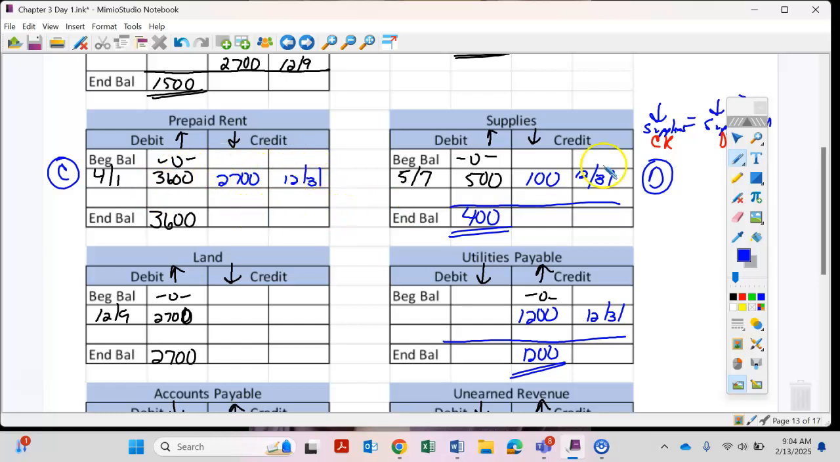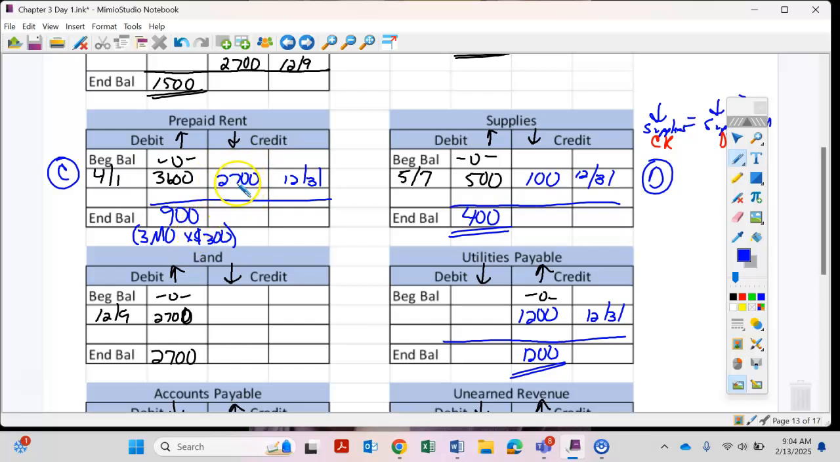And when we make that journal entry, that will change this ending balance to $900, right? And that is 3 months at $300 each, which is $900. So we need a journal entry. 36 minus 27 is 900.